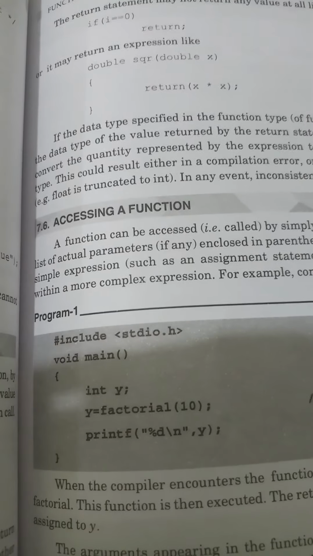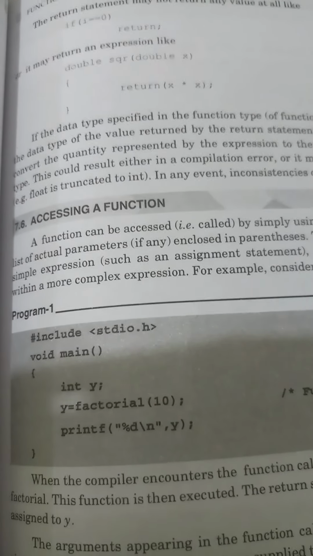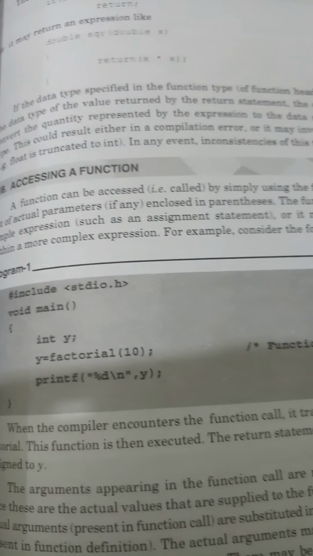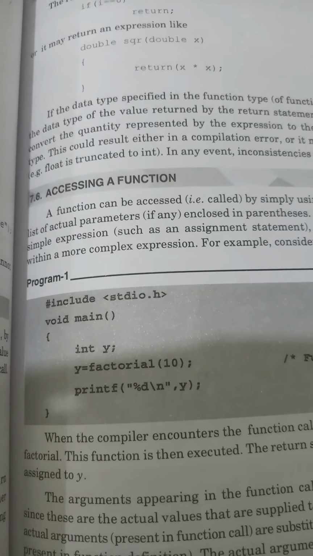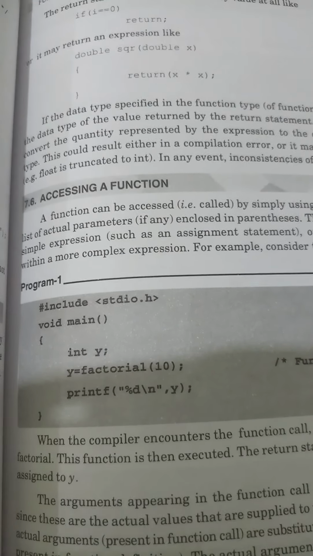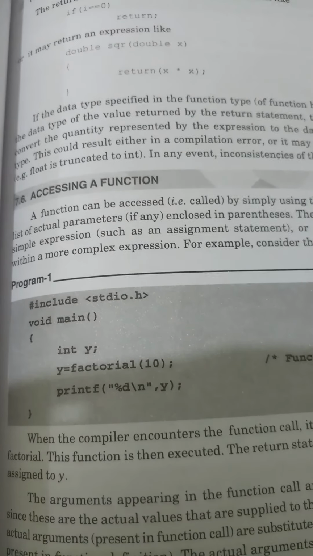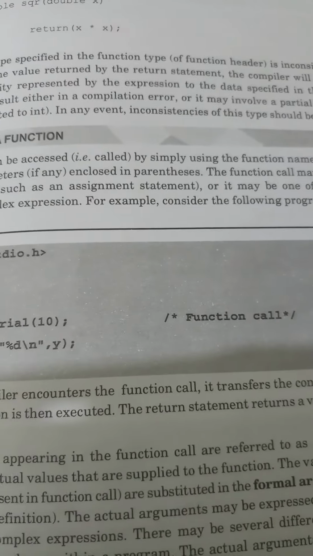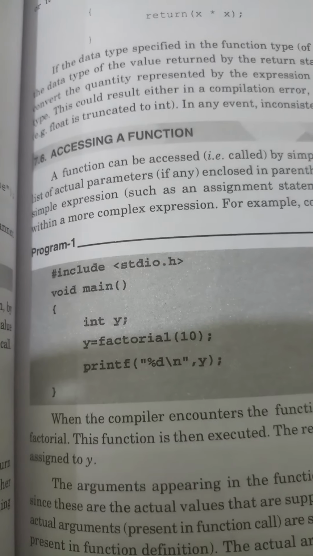Program 1. #include <stdio.h> void main() { int y = factorial(10); function call. printf("%d\n", y). When the compiler encounters the function call, it transfers the control to the function factorial.